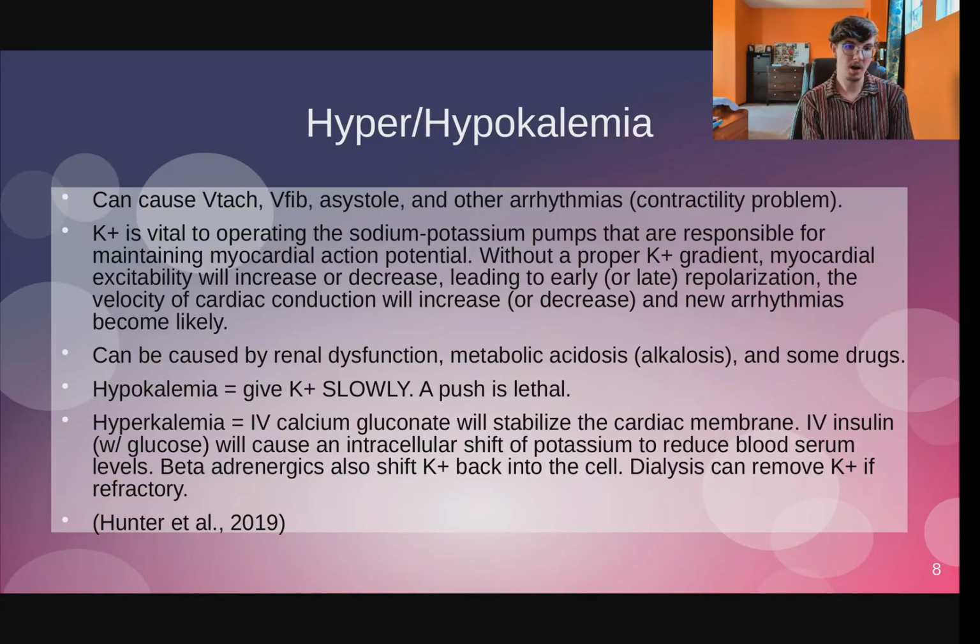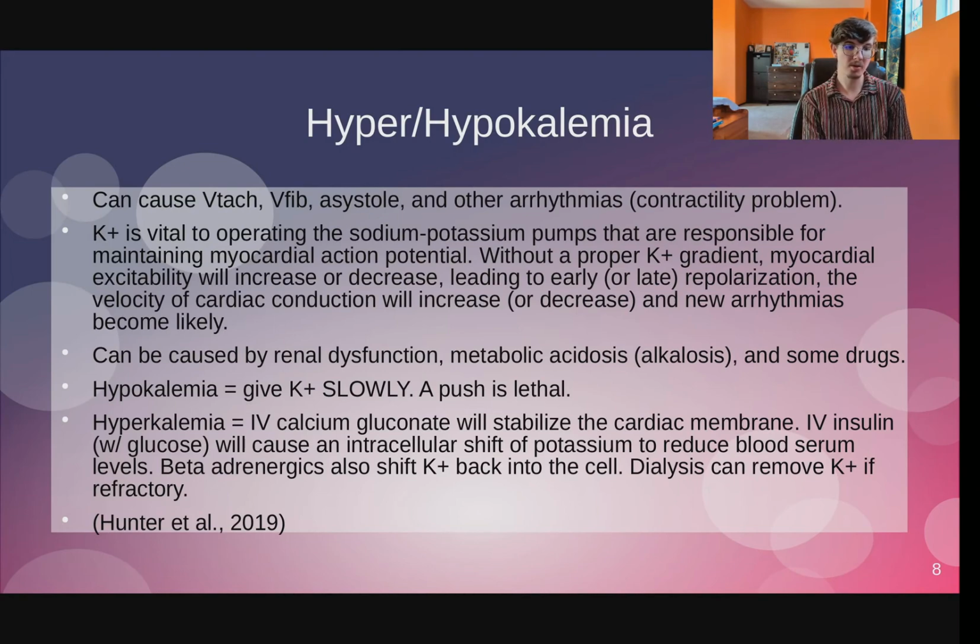Potassium is vital to operating the sodium-potassium pumps that are responsible for maintaining myocardial action potential. Without a proper potassium gradient, myocardial excitability will increase with hyperkalemia and decrease with hypokalemia, leading to early or late repolarization, and the velocity of cardiac conduction will increase or decrease, and as a result, new arrhythmias become likely. Basically, the cardiac membrane just gets destabilized, and the patient has a high chance of going into some sort of arrhythmia that's probably lethal. There are many different things that can cause this, but a few of them are renal dysfunction, metabolic acidosis, or in the case of hypokalemia, metabolic alkalosis, and some drugs as well.